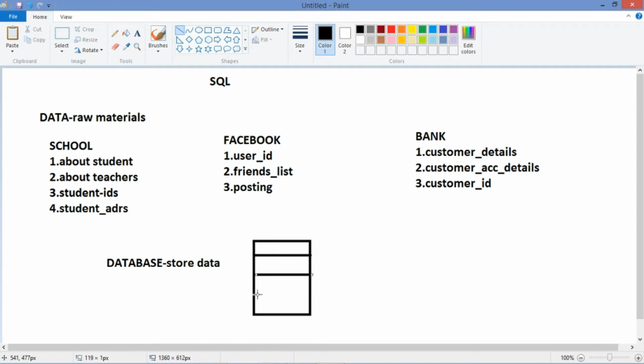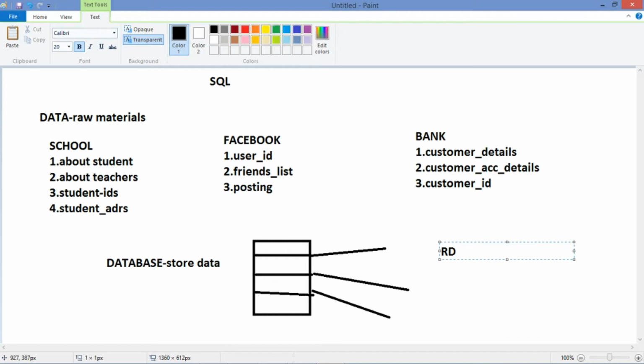Okay, let's take this as one database. There are different types of databases. Apart from these different types of databases, the most popular one is RDBMS. What is RDBMS? Relational Database Management System. This is the most popular database. And how does RDBMS store its data? RDBMS stores its data in the form of tables. Remember this one.